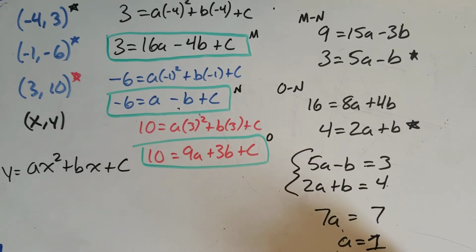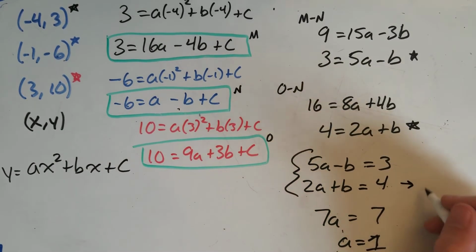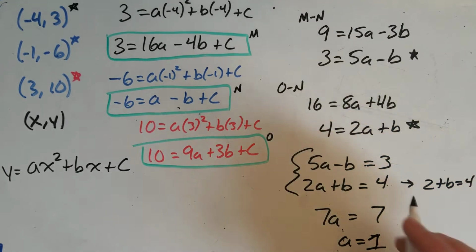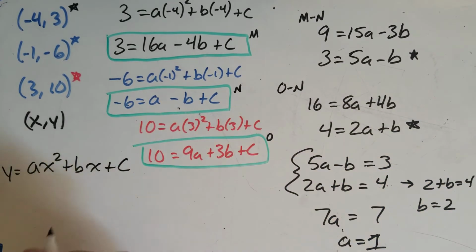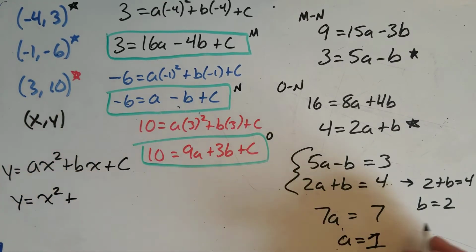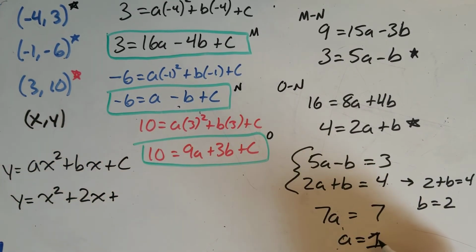If a is equal to 1, you can go to either one of these two equations. Let's say we go to the second one, and you're going to have 2 plus b equals 4, which means b should be equal to 2 here. And so we have a is equal to 1, so we have x squared, plus b is equal to 2, so plus 2x. We need to figure out c.